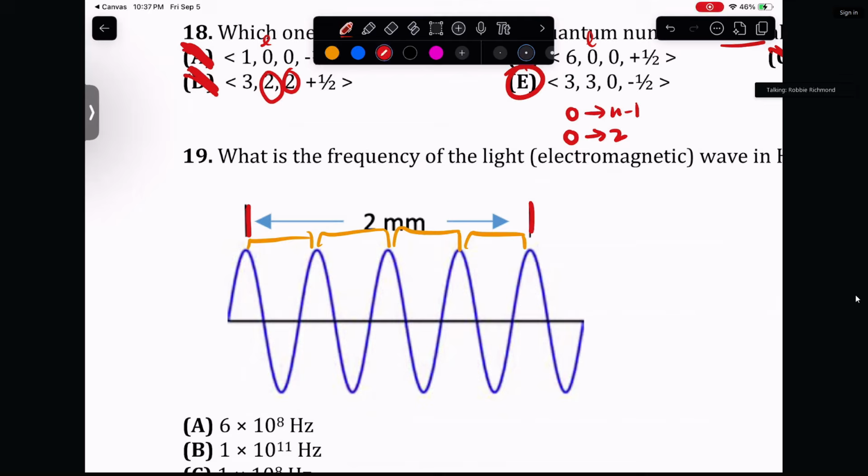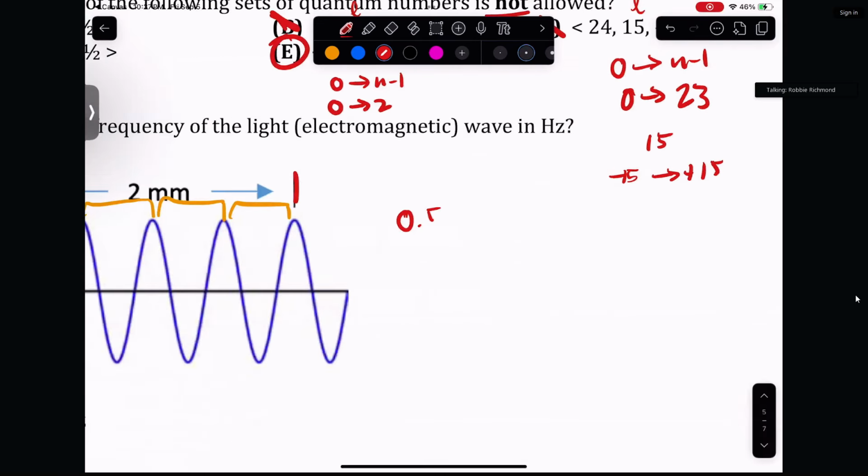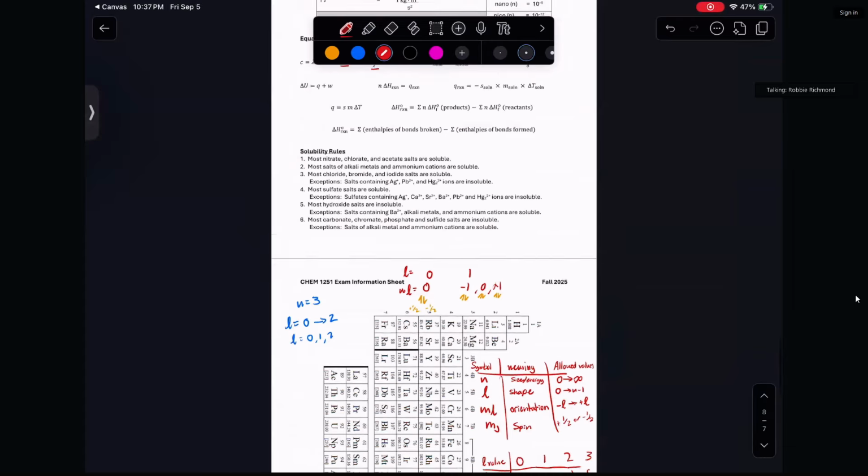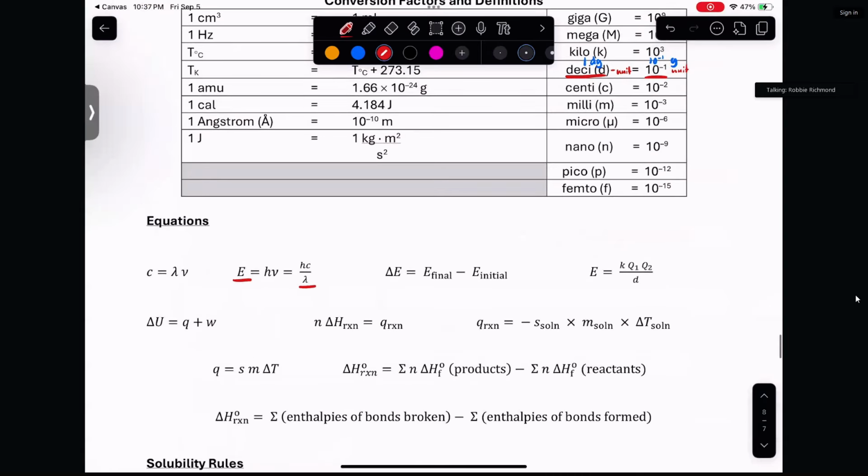So what do we do about that? Since we have 4 wavelengths encompassing this wave and we have a designated distance, we divide by 4 because there's 4. So 2 divided by 4, that is 0.5 millimeter. Now, we are trying to relate the wavelength to the frequency of light. And how are we going to do that? Let's look at our exam information sheet and find a relevant relationship.